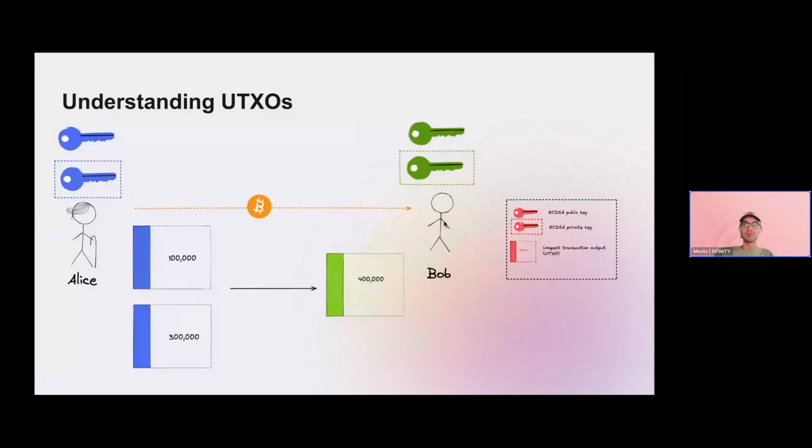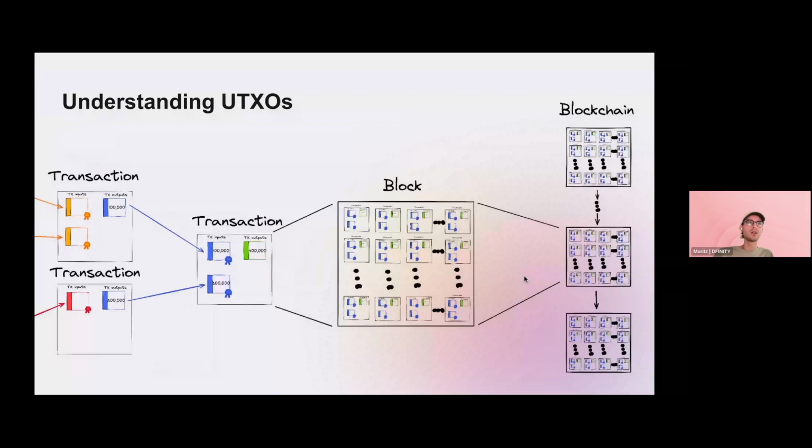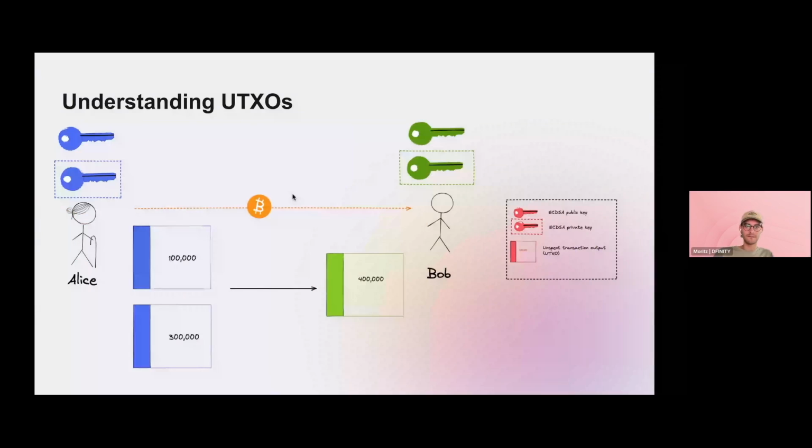Let me see if I have a pointer here, actually. Doesn't seem so. Anyways, where was I? Yeah, 400K Satoshis that Bob receives in the end.